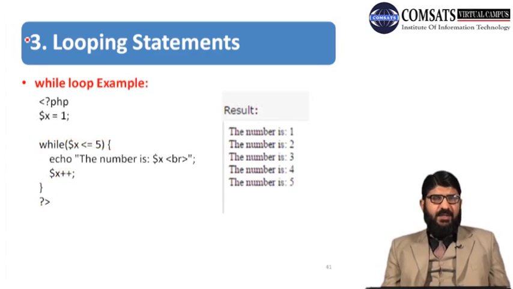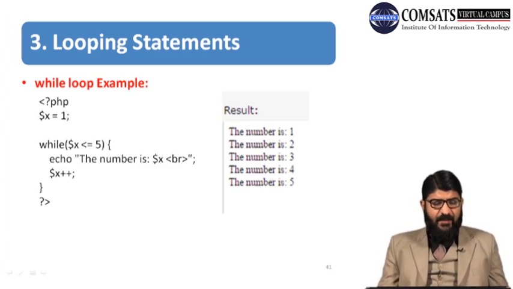Okay, let's see an example of the while loop. The PHP tag is started, and then the variable x is assigned the value 1, and then you can see the condition is matched over here: while the value of x is less than or equal to 5, print the number, the value of x, take a line break, and here the post increment is mentioned, increase the value by 1, and then the loop is closed.